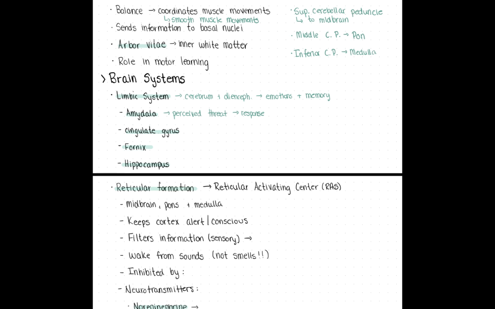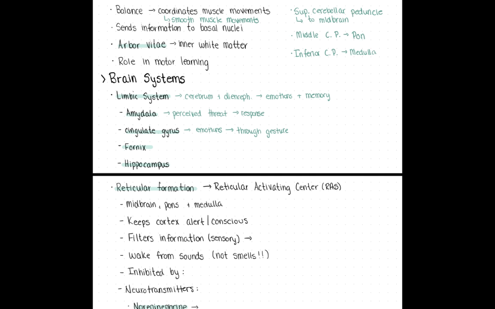Then we have the cingulate gyrus. The cingulate gyrus is involved with emotions, but particularly, and it's kind of interesting, it is specifically related to expressing emotions through gestures. It coordinates your emotions with your somatic motor movements, gestures, facial expressions, that kind of thing. So that's the cingulate gyrus.